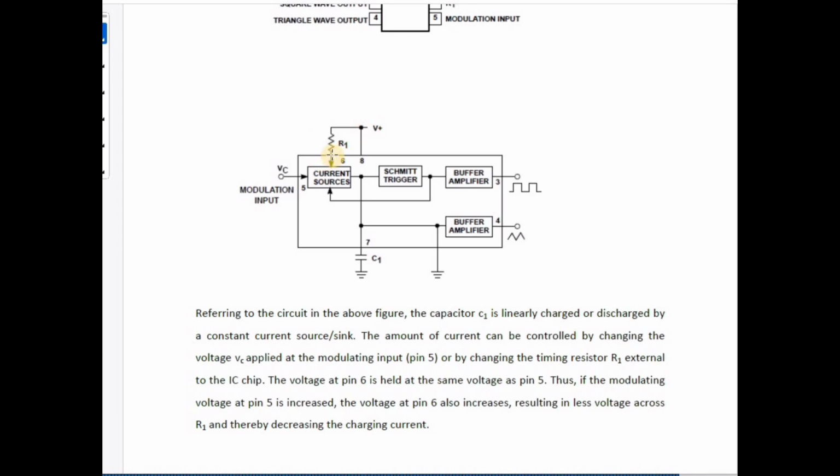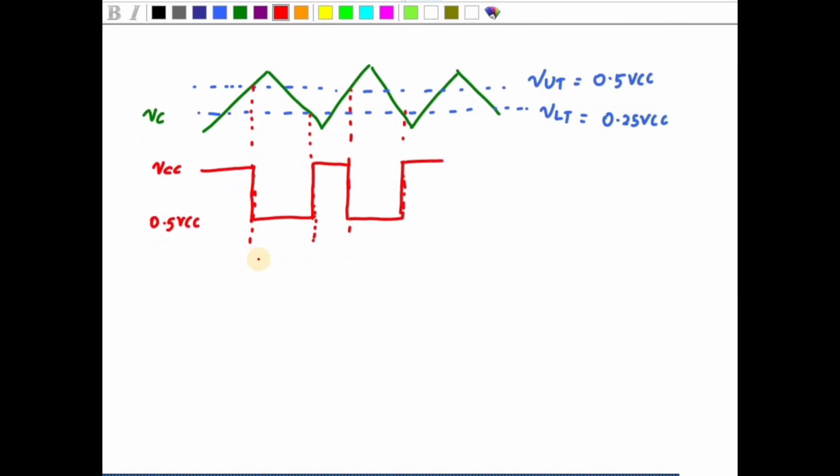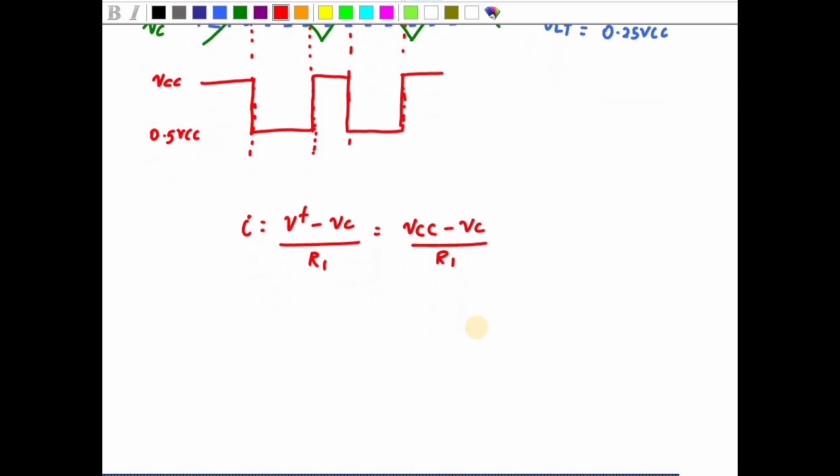The current flowing through the resistor R1, I, is equal to V plus minus VC divided by R1. V plus here is nothing but VCC. So this is a modulating input and R1. I know that I is equal to dq by dt. So I can write this as C1, the capacitor responsible for the charging and discharging, dV divided by dt.